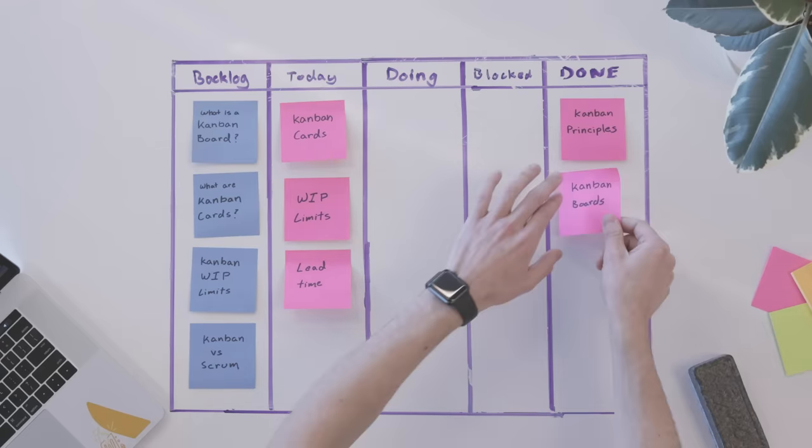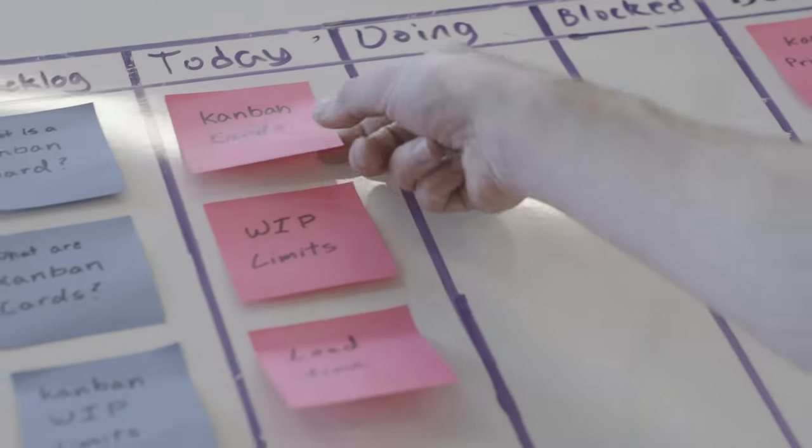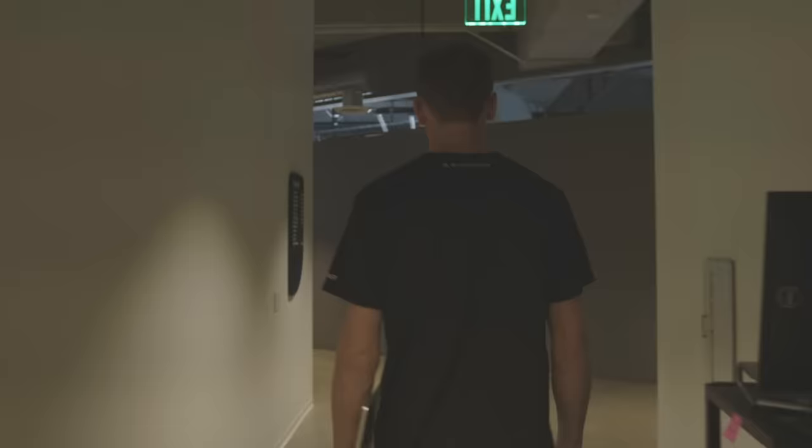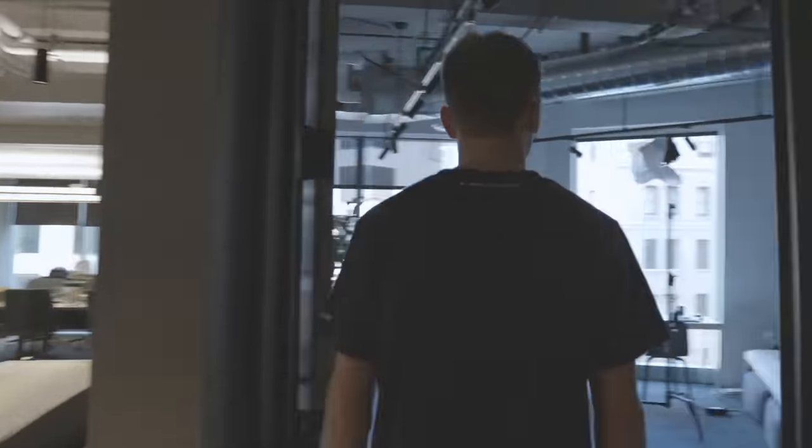So for now, I'm done with this quick explanation of Kanban boards. I'm gonna take this card from something I'm doing to something that's done. Since I have bandwidth again, I'm ready to move a card from today into doing. Let's kick off our discussion of Kanban cards. For the Agile software developers among us, cards should be a familiar concept. You can think of them as one Kanban card per user story. For the rest of us, we can just back up. You can think of Kanban cards as being work items. One card per work item.